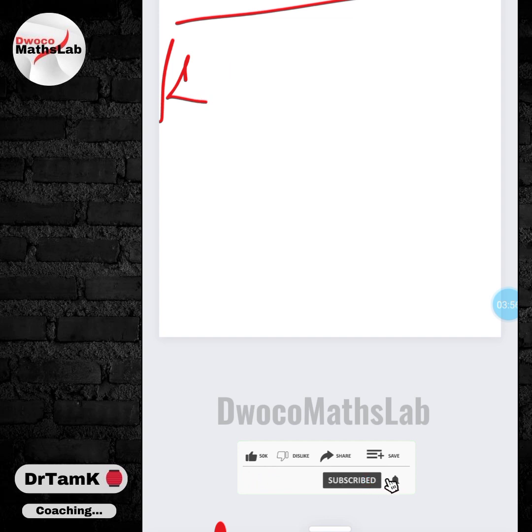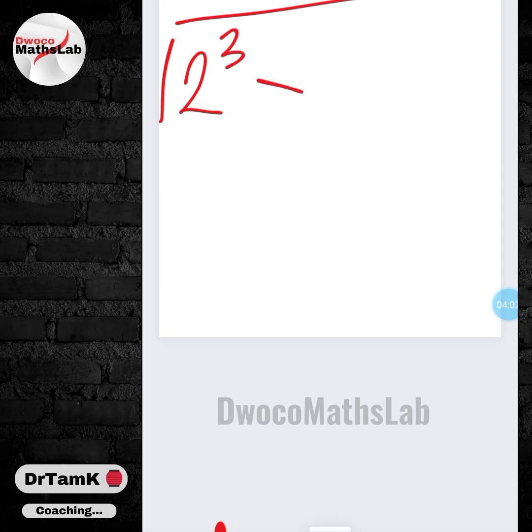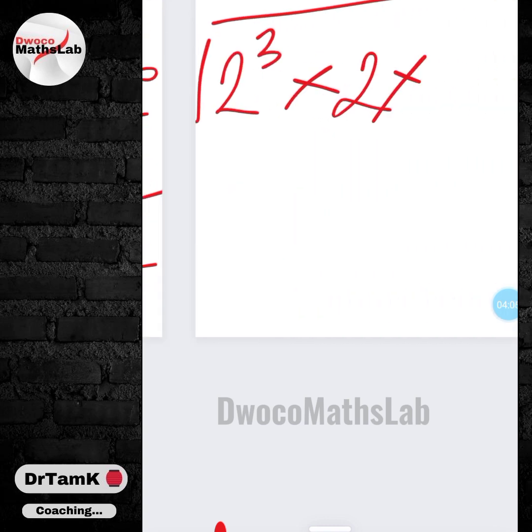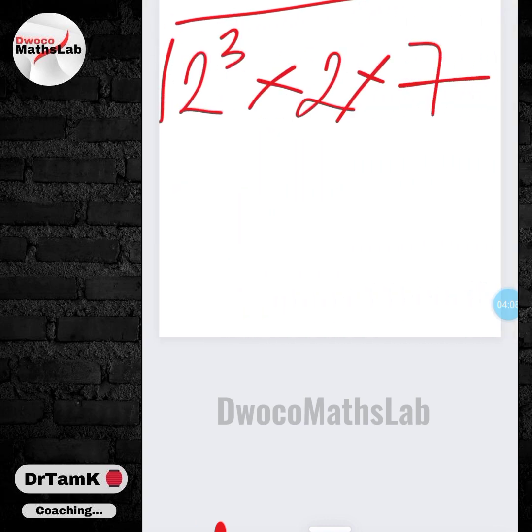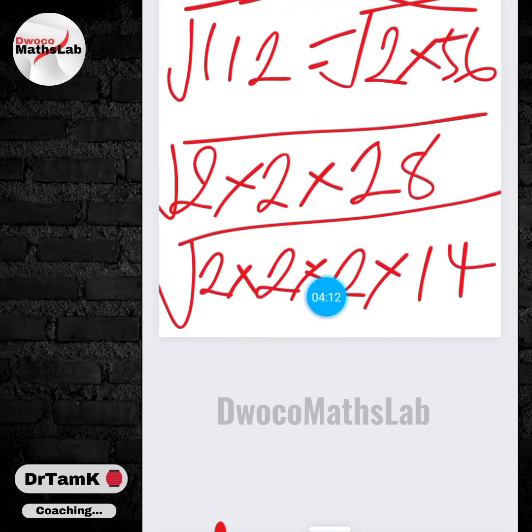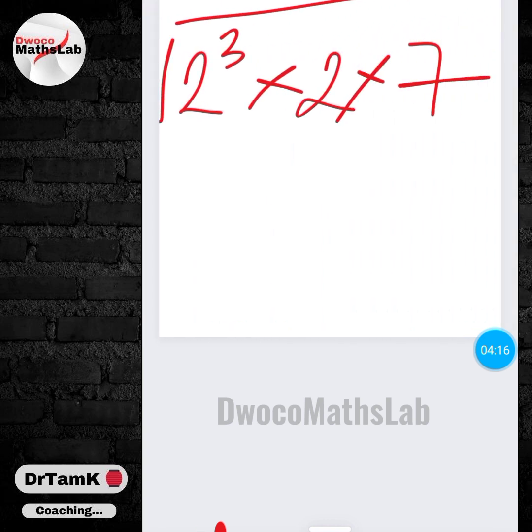Okay, let me write it this way. 2 raised to the power of 3, times 2, then times what is that part? 14, right? 2 times what? 7. Obviously, is it clear? Because 14 is 2 times 7. Remember why do I make it 2 times 2 raised to the power 3? Because we have 2 times 2 times 2 in 3 places. So that gives us 2 raised to the power 3 times 2 times 7.